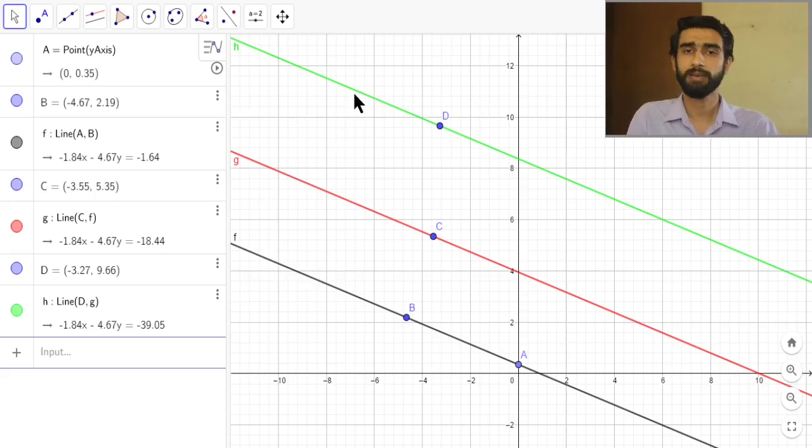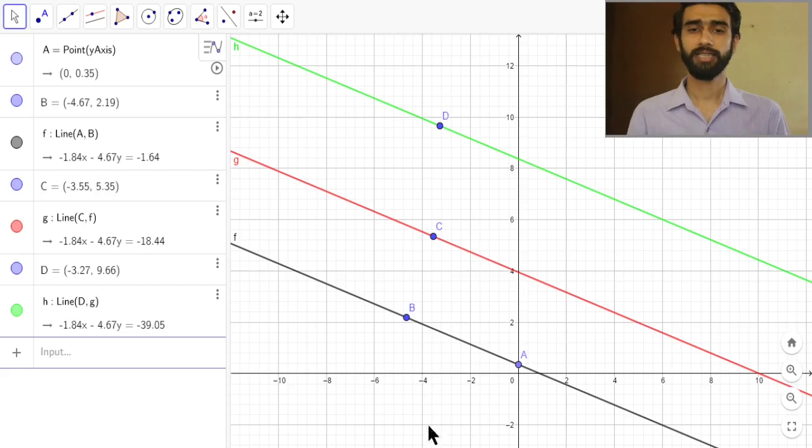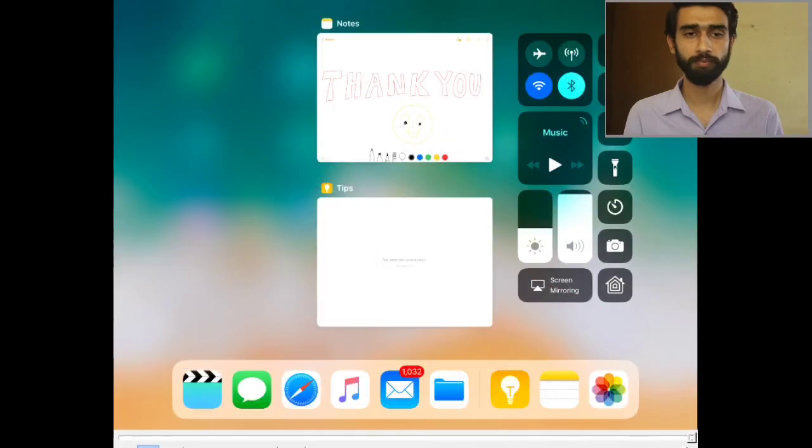The first one will be parallel to the third also, right? One line is parallel to the second, the second to the third, so first and third are parallel to each other. Hence this relation is an equivalence relation. Now let's go back to our question.